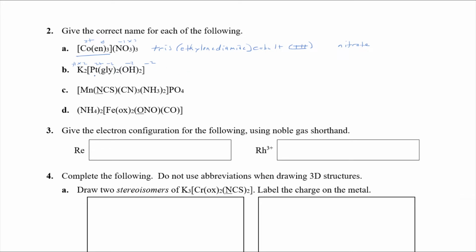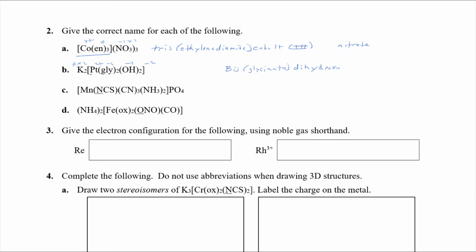Remember, if the metal is in the anion, we have to be careful. So we'll go ahead and just name the complex first. We've got a bidentate glycine, which becomes glycinate. And so we say this is a bis, and I'll put it here, glycinato. And then you've got hydroxo, so that would be a di.